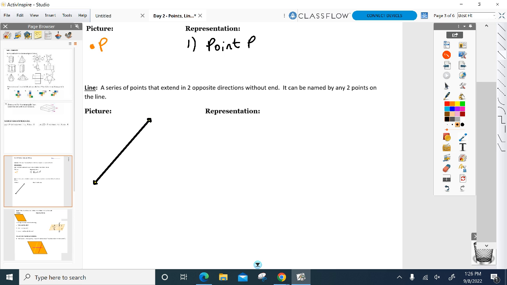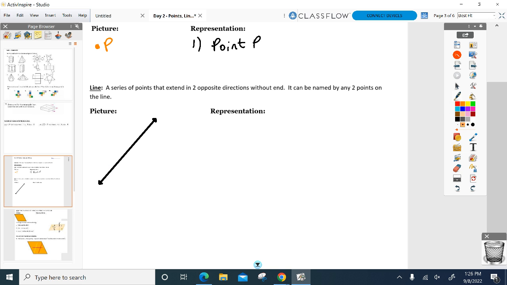Now, what did we just talk about? A line's made up of infinite amount of points. So let's throw some points on here. X, Y, Z. And for your textbook purposes, you're going to see this as well. Not a point, but just a lowercase letter next to one of the arrows. That is not a point. So this is a picture of a line.